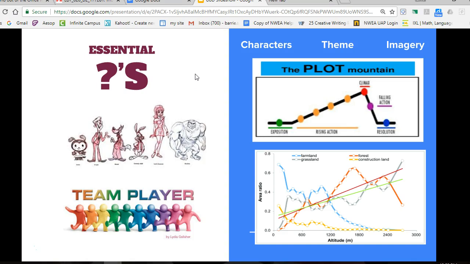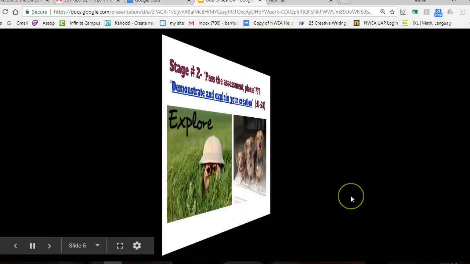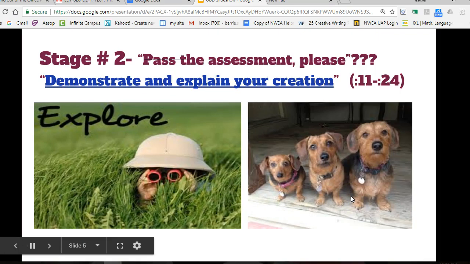Essential questions will include those elements also, characters, theme, and imagery, where essential questions will cause students to think about who their character is, think about how they work together, and think about the elements of the plot mountain, which sometimes are a little discombobulated in our minds.